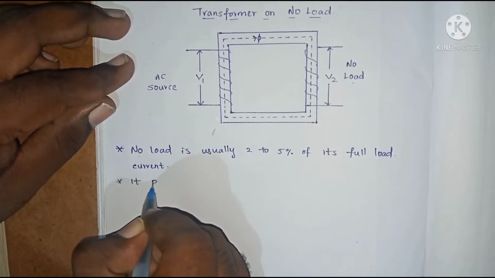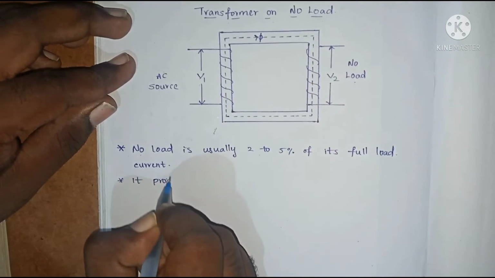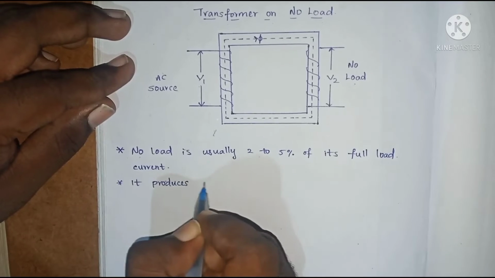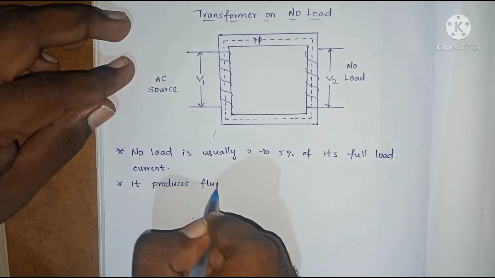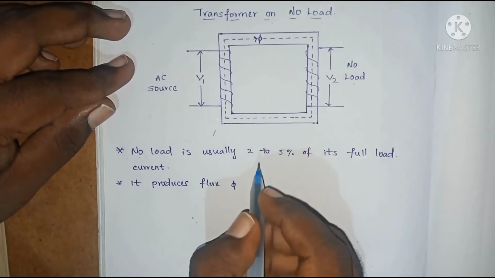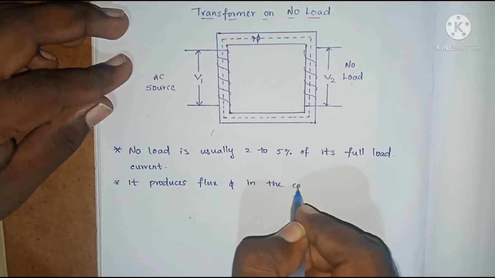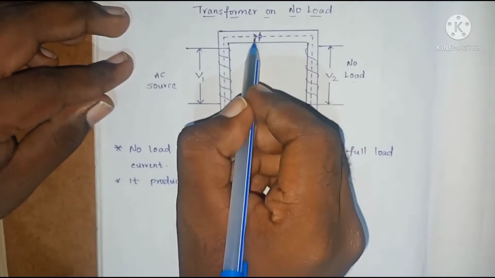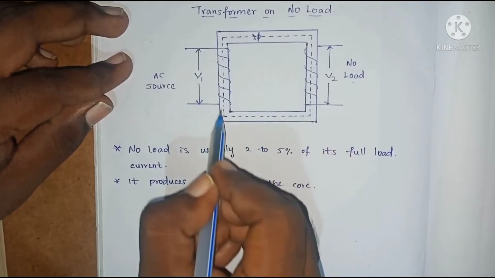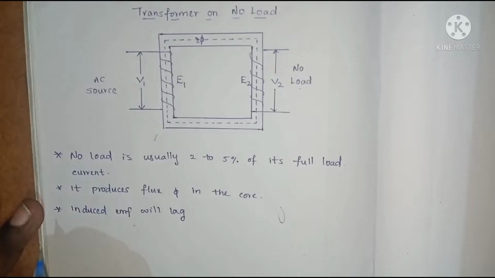It produces flux phi in the core. The core is made up of laminated stampings to reduce eddy current losses.